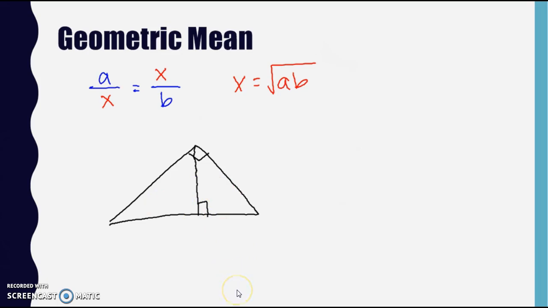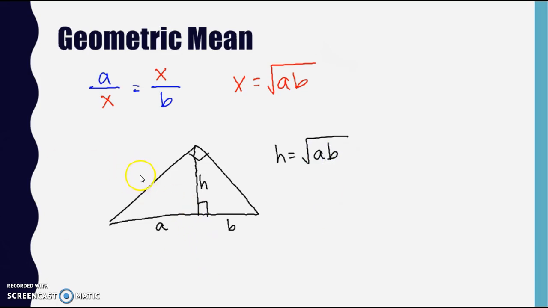Now, you could use your similar triangle rules to figure this out, but it ends up being the same thing because in our similar triangles, the sides are proportional, such that if I call this my height, and I call the two segments on the bottom that the height cuts it into A and B, the height is going to be the geometric mean of A times B.